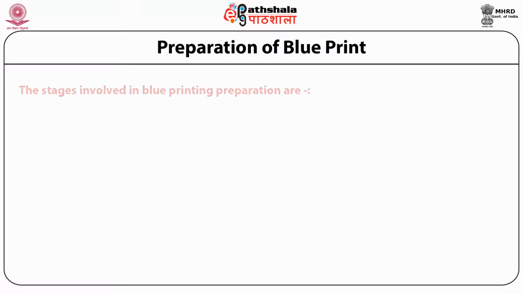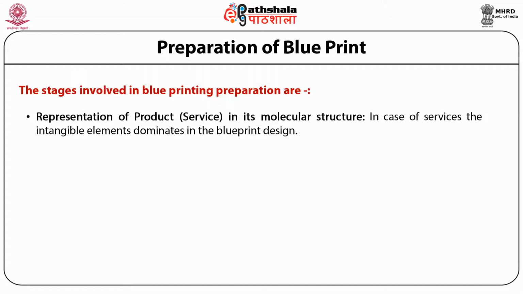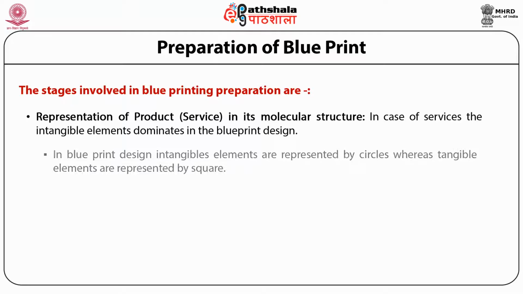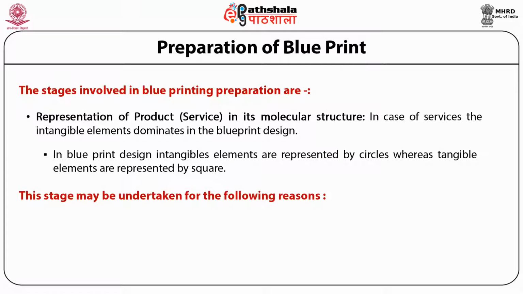Preparation of blueprint. The stages involved in blueprint preparation are representation of product service in its molecular structure. In case of services, the intangible elements dominate in the blueprint design. In the blueprint design, intangible elements are represented by circles, whereas tangible elements are represented by squares. As we discussed in our slide 12, the squares are representing tangible elements and circles are representing intangible elements. This stage can be undertaken for the following reasons.